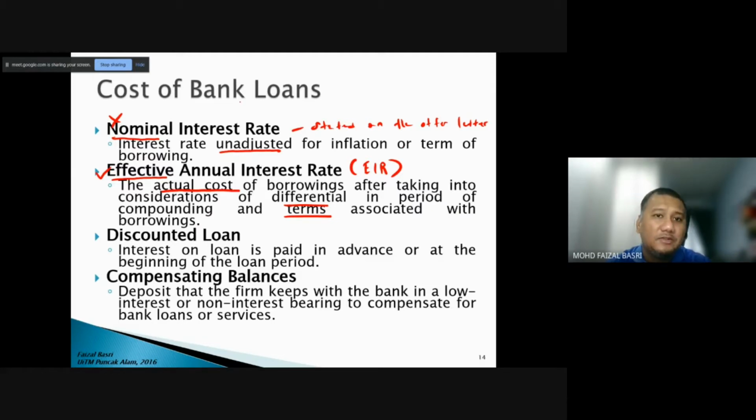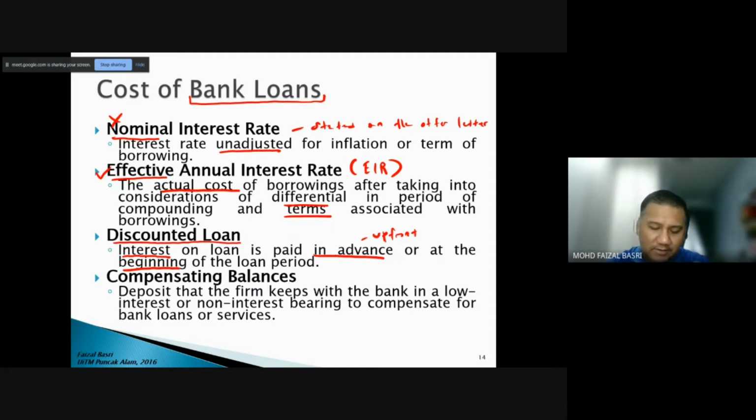So for the bank loans, we're going to look at 2 things. 2 terms that are usually associated with borrowings from the bank. The first one is the discounted loan. So what does it mean by discounted loan? This is not a discount when you buy goods, no. The discounted loan here refers to the interest that you have to pay in advance or you have to pay upfront, at the beginning of the loan.